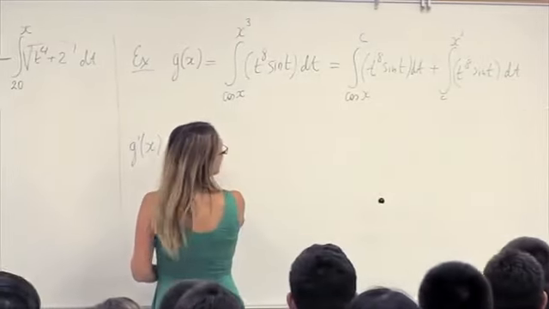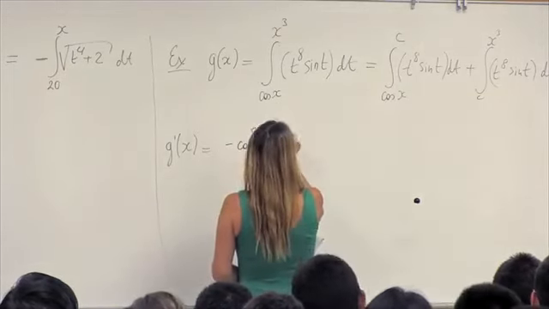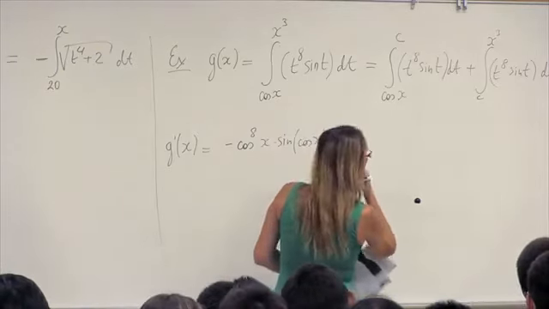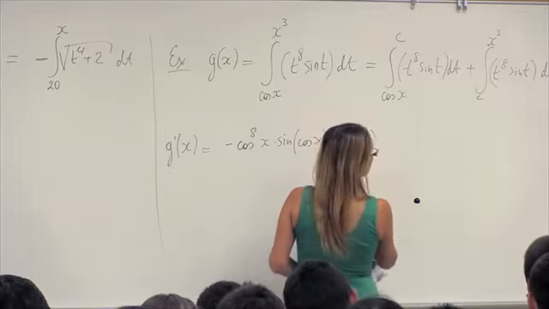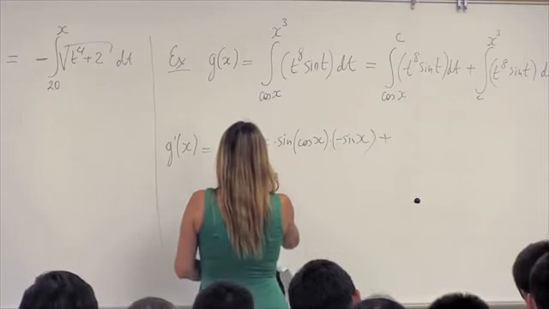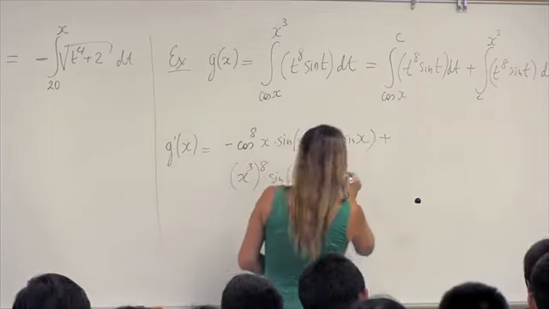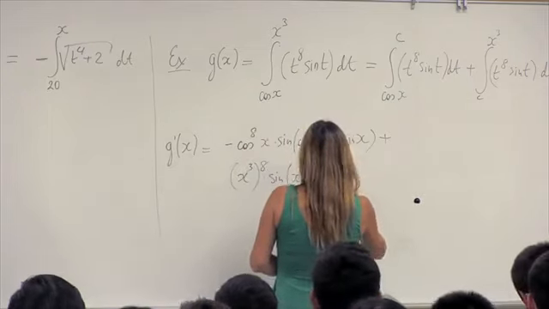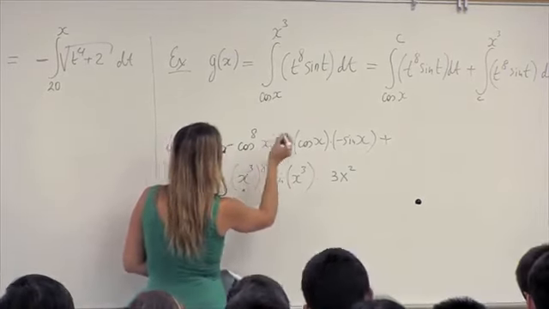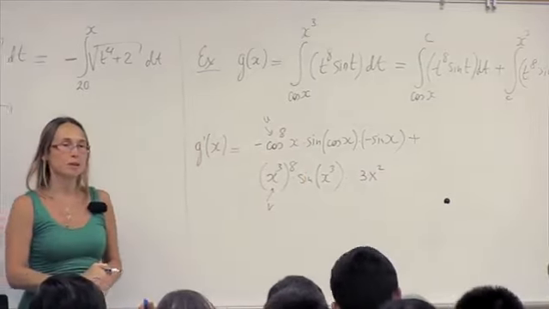So I have minus cosine x to the 8 sine of cosine x times minus sine x, plus x cubed to the 8 sine x cubed times 3x squared. Okay. So this here is v. This here is u. Questions?